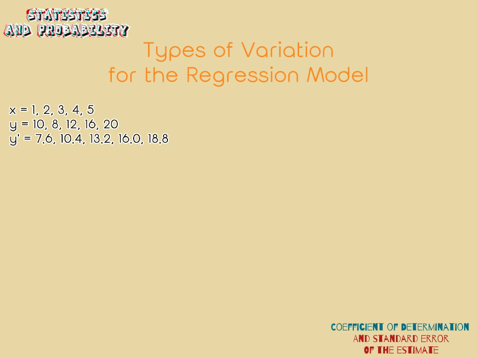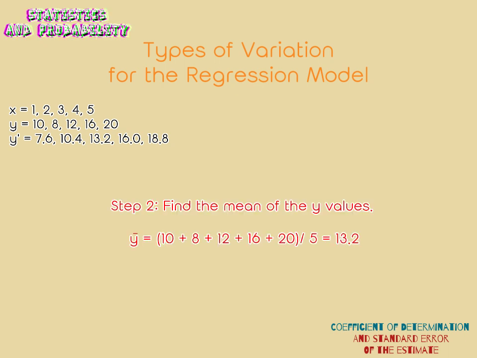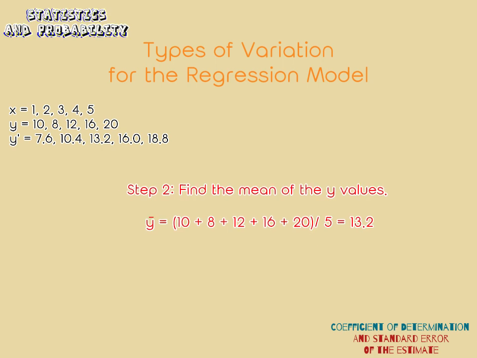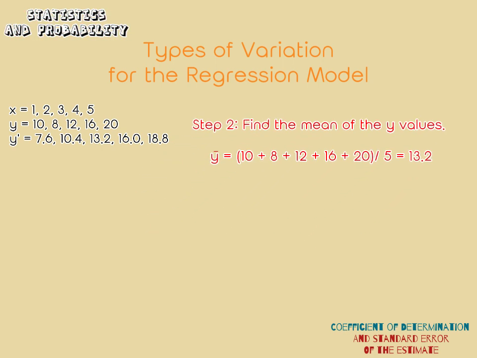Now, let us move on to step 2, which is to find the mean of the y values. Y bar equals the sum of the y values 10, 8, 12, 16, and 20 divided by n, the number of y values, which is 5. 66 divided by 5 is 13.2. So we have 13.2 for our y bar, or the mean of our y values.